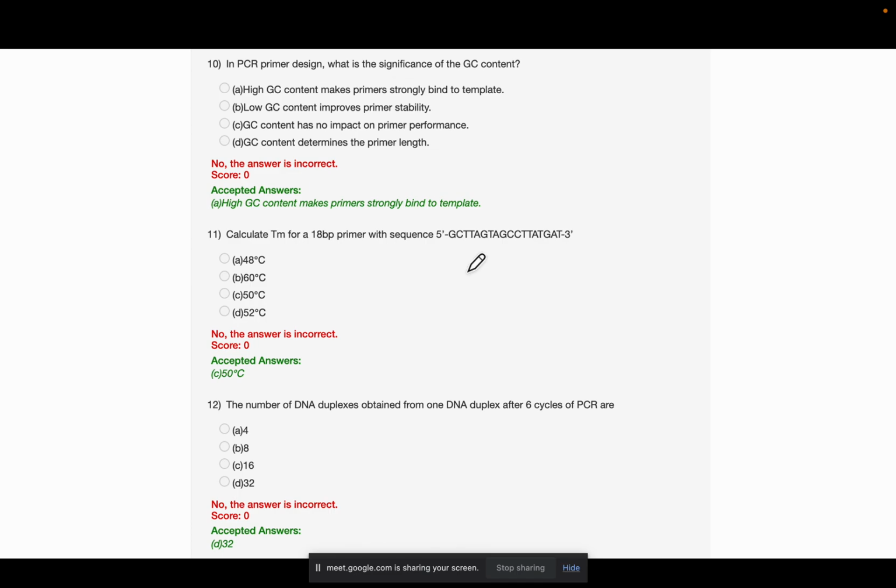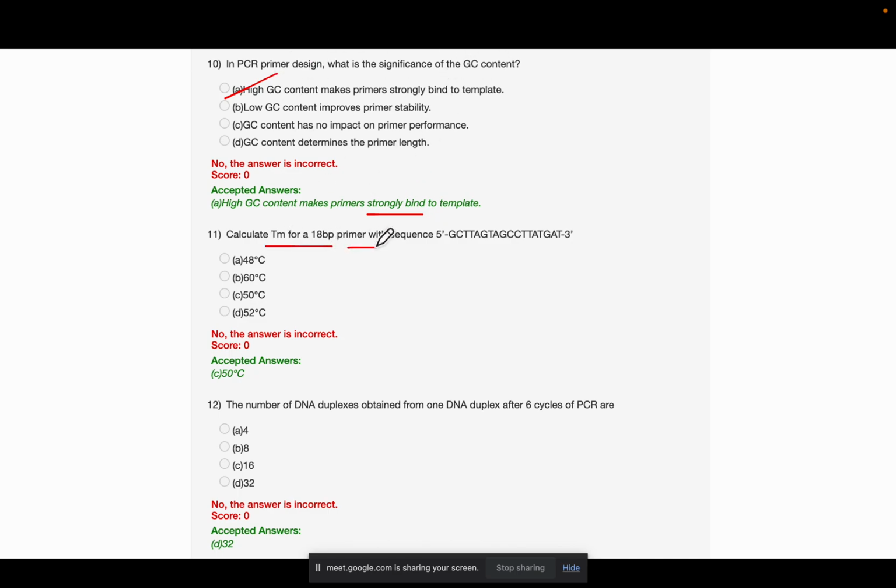As we know, high GC content makes the primer bind strongly, because the annealing temperature is increased. So the answer will be: strongly bind to temperature. So that's why this is the significance.